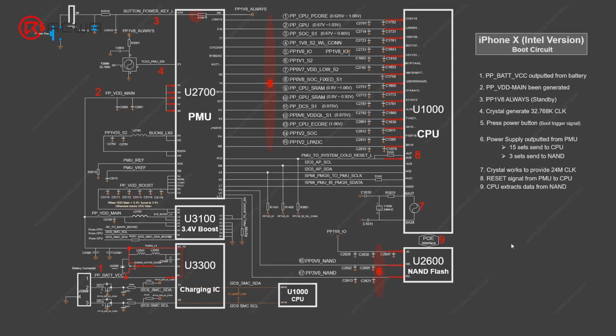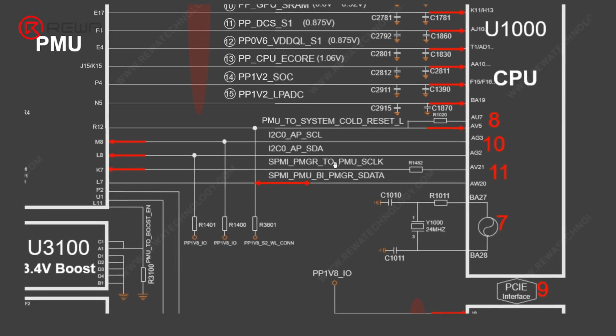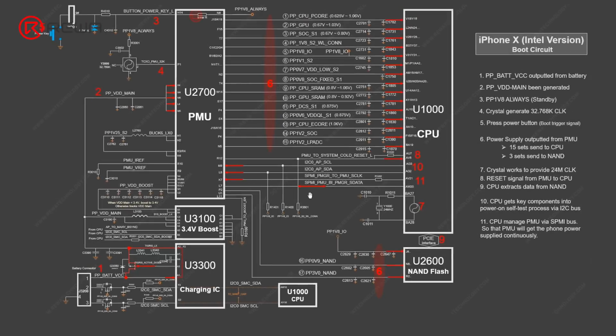Okay, after getting the data like the system and drivers, the CPU will also get the key components controlled by the I2C bus. Step 10, the CPU will control the PMU. Also step 11, the CPU will manage the PMU via the SPMI bus. This bus is to ask the PMU to keep providing powers.